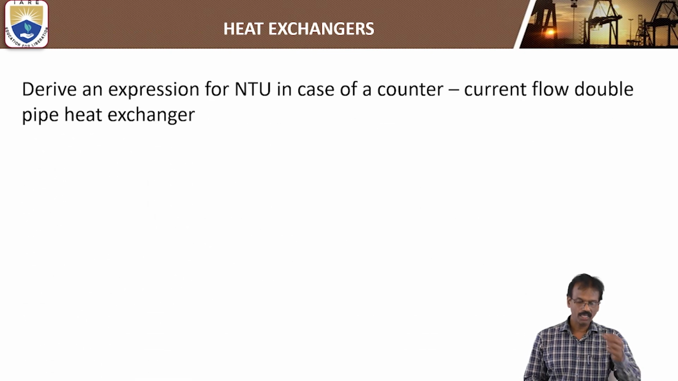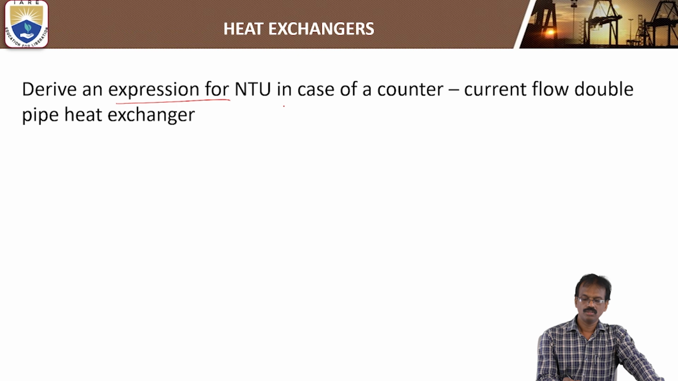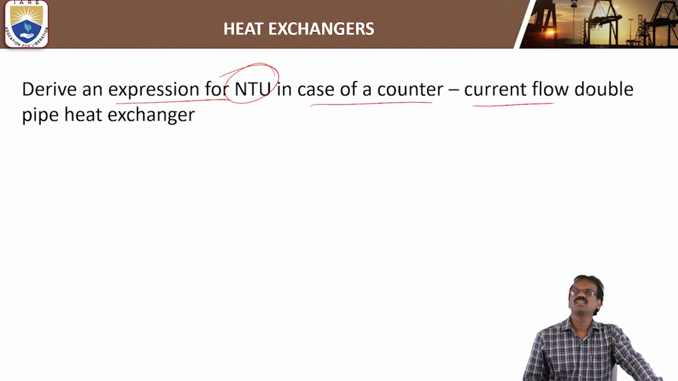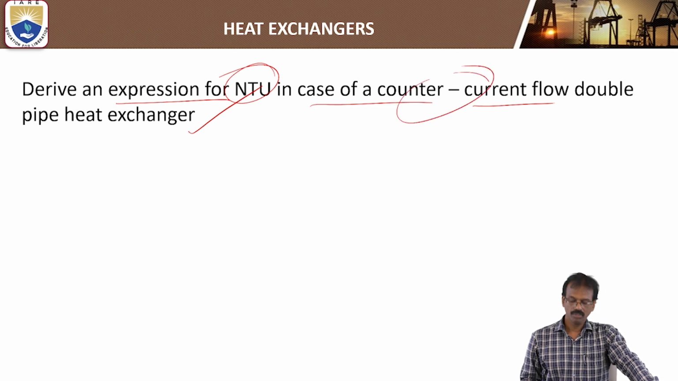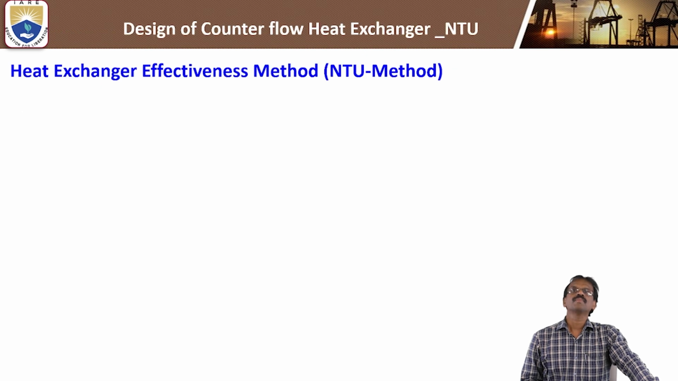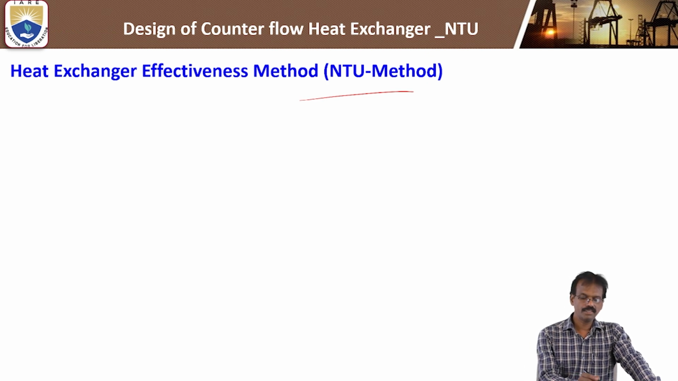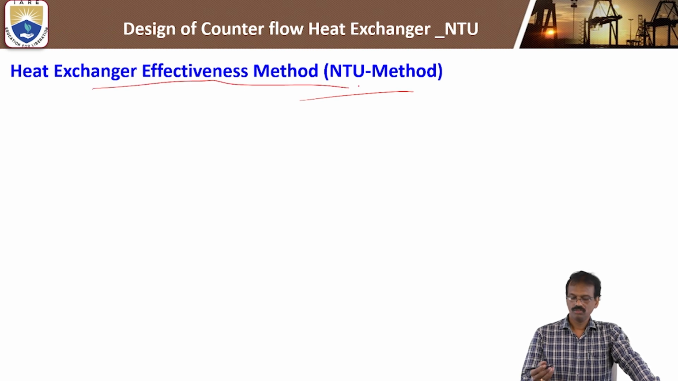Okay. So, derive an expression for NTU in case of a counter current flow double pipe heat exchanger. This is the question given in our question bank. We will derive this NTU method for finding the rate of heat transfer for counter flow. Okay. So, it is also known as the NTU method or the heat exchanger effectiveness method. So, how do we find the effectiveness?